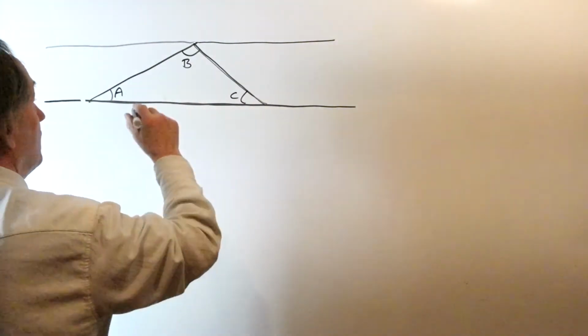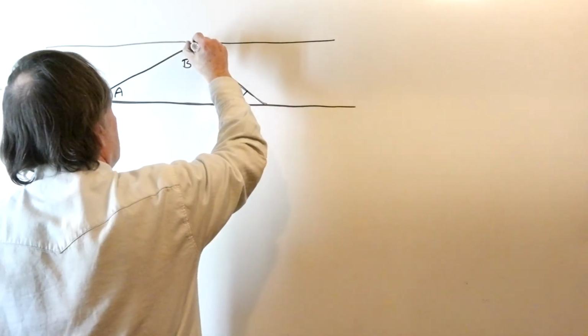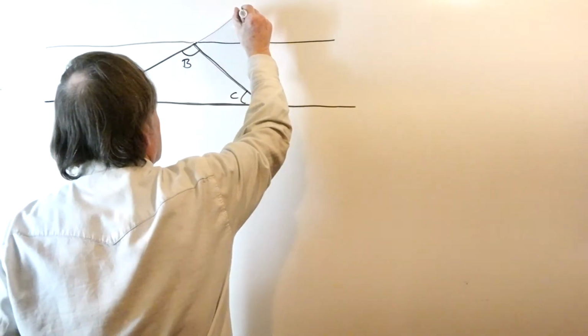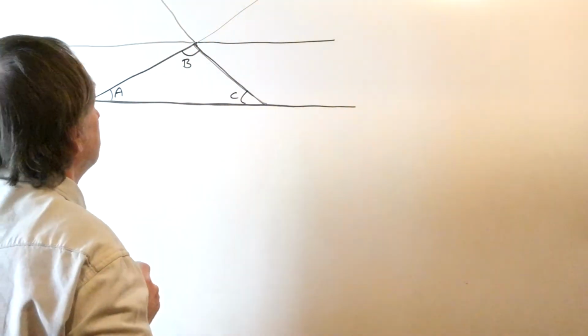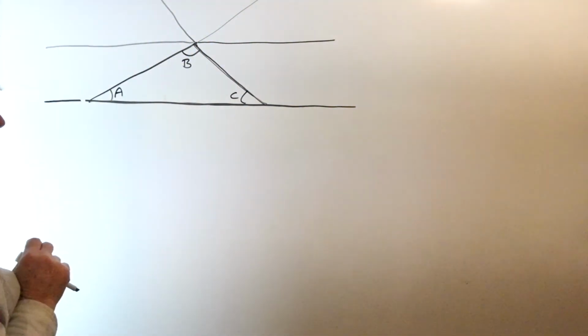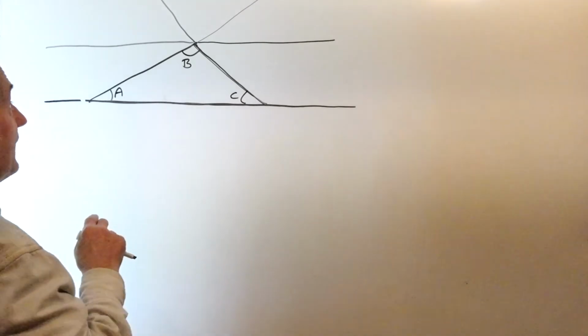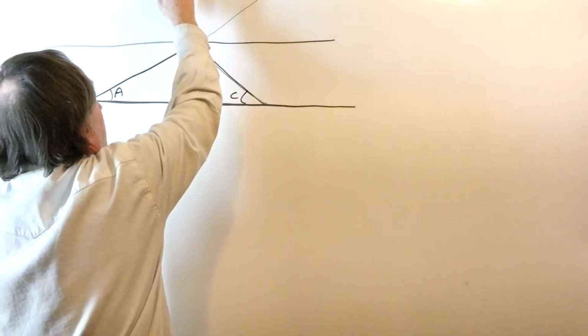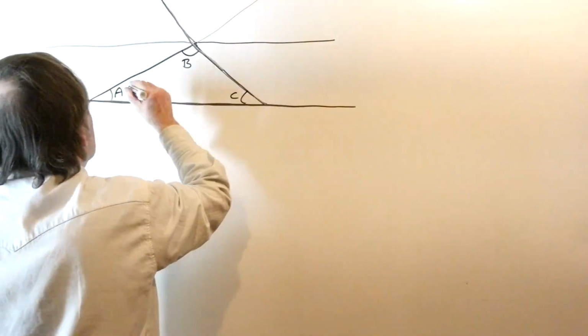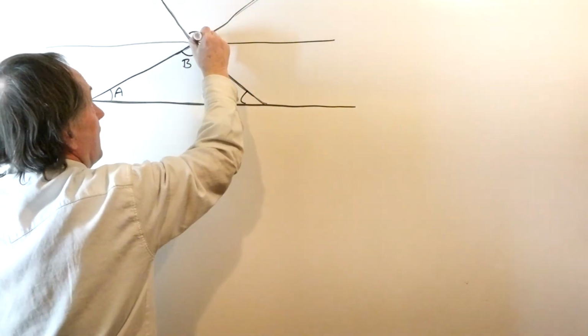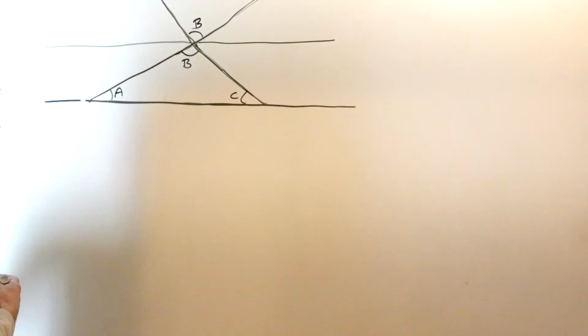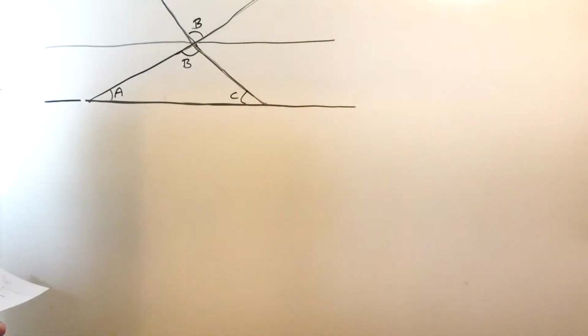Now what we're going to do is extend this side of the triangle out this way, and this side of the triangle out that way. Now we know by definition of vertical angles, we have this line intersecting with that line, so this is also angle B. Those are two vertical angles, so that is angle B.